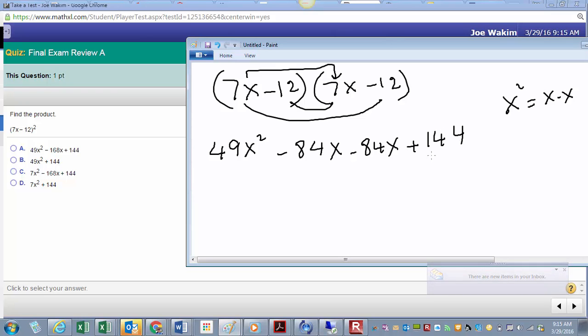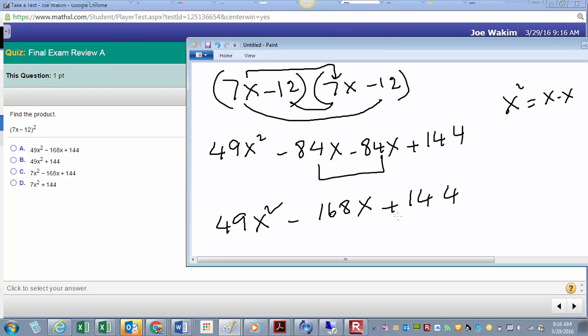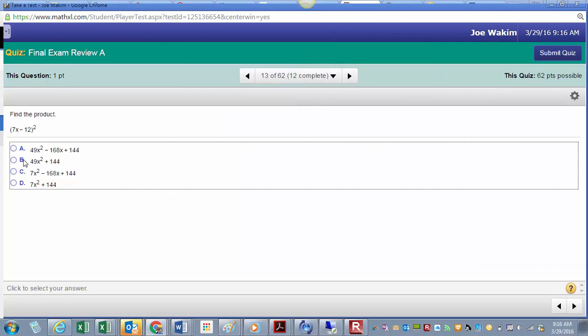So all we have to do, these are like terms. So that would be 49x squared, 84 plus 84, 168. It's a negative. Plus 144. These are not like terms, cannot be combined. That's the final answer. 49x squared minus 168x plus 144.